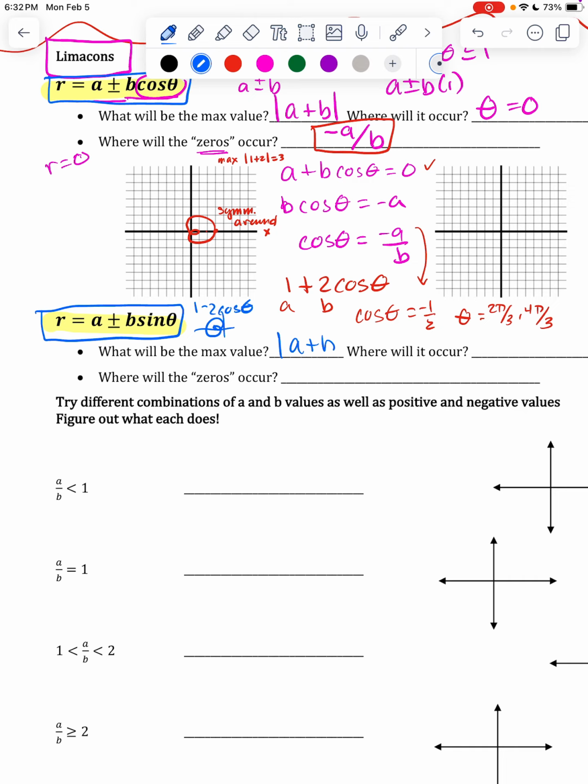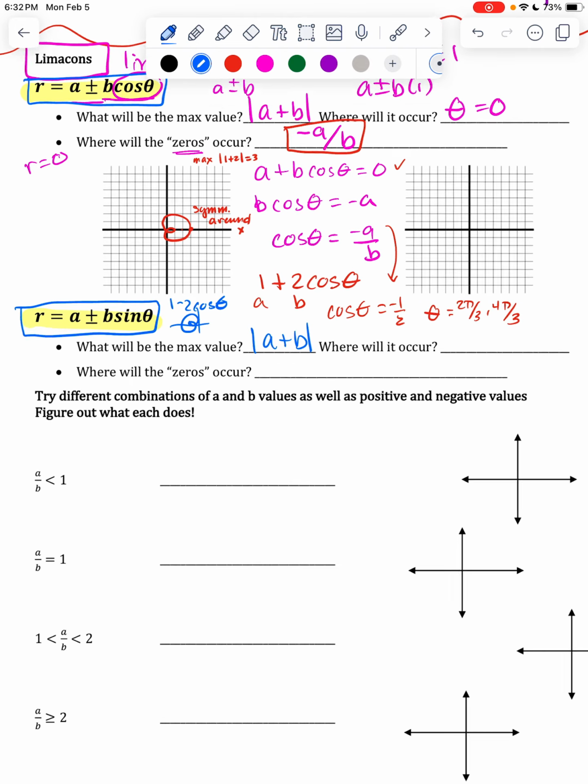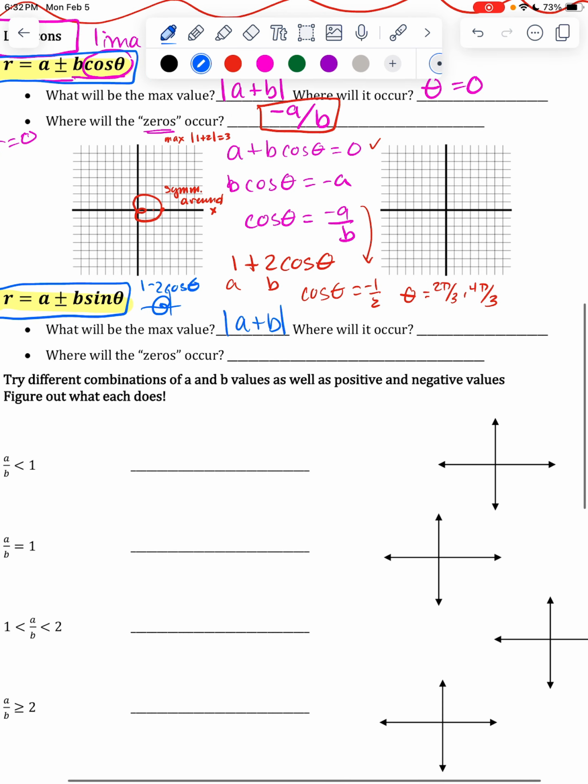Same thing, because the highest sine can be is 1. Where will it occur? Well, where is the sine plus or minus 1, or in this case, positive 1? The first spot's going to be at pi halves. Yes, there will be another spot at 3 pi halves, but because the r will be negative, we'll just end up going backwards onto the same point.